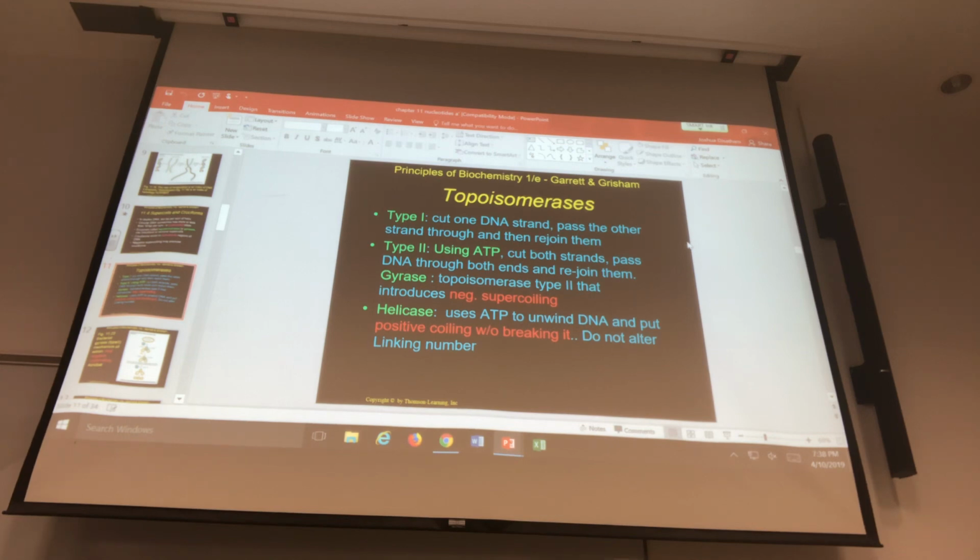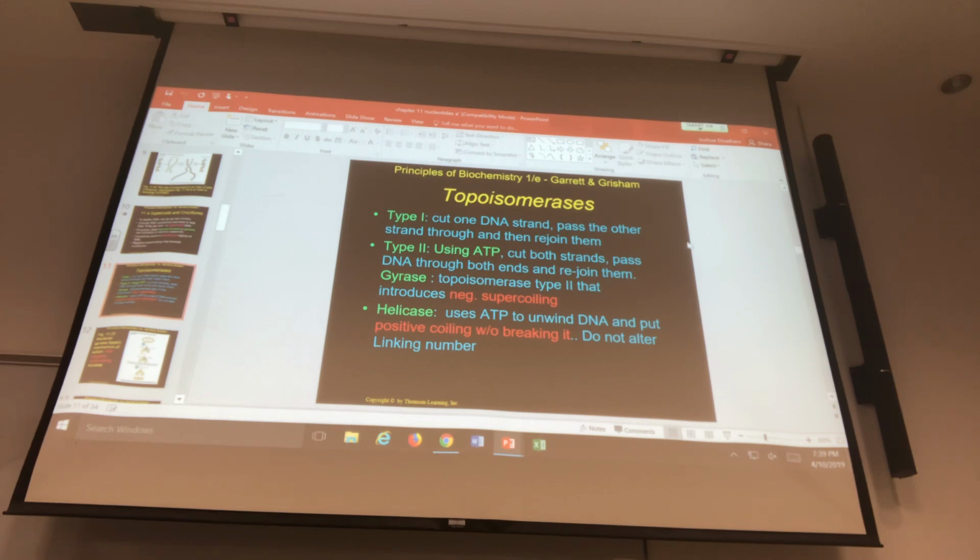Linking number is the current state that DNA is in. You never have just helicase and no topoisomerases or anything. So I know what you're talking about, but you won't be asked anything about calculating linking number for something undergoing DNA replication.